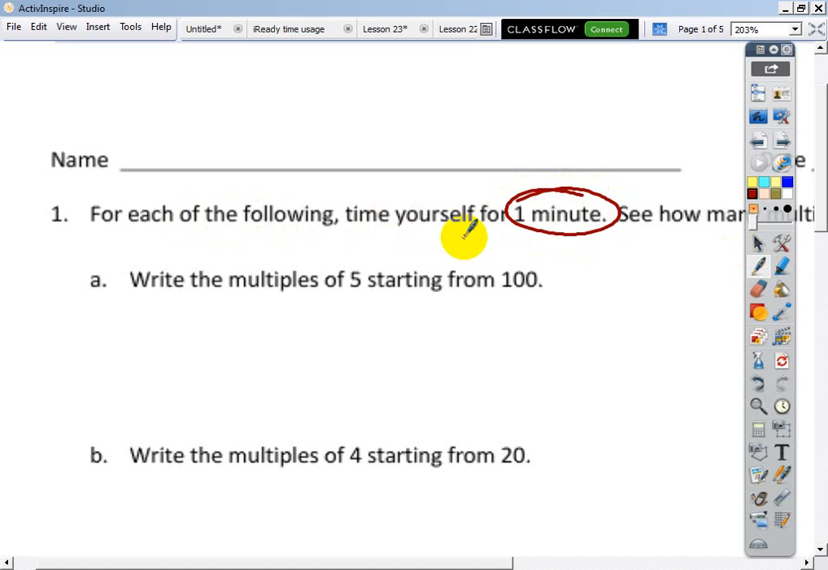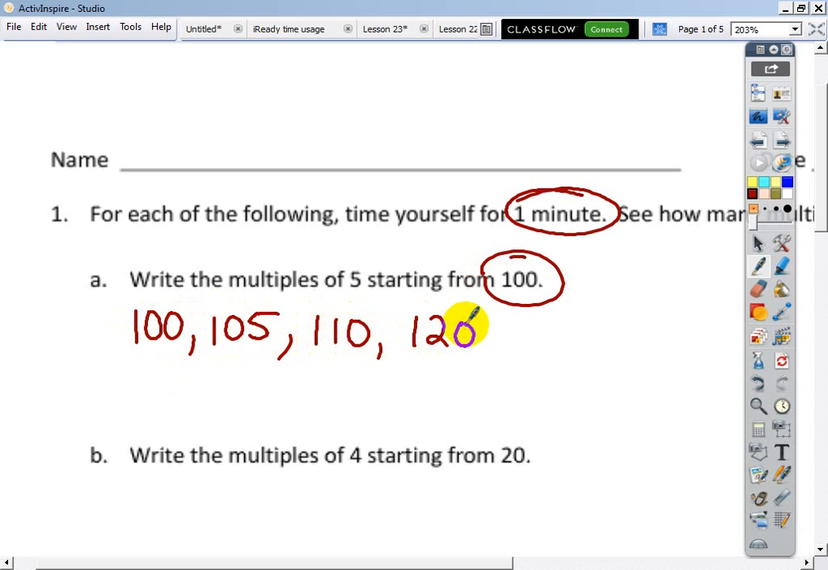I'll start you off here. So write the multiples of 5. Well, if you were just starting at 5, you'd say 5, 10, 15, 20, 25, 30. But they want you to start from 100. So pretend you've gone all the way to 100, and then your next one would be 105, 110.